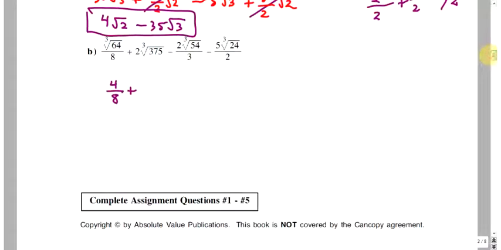What's 5 cubed? 125, huh? Do we see a 125 in 375? Is 125 times 3 375? 125 times 3 is 375. You know what, let's just finish these two first. 4/8 is also known as 1/2. What's the cubed root of 125? 5.